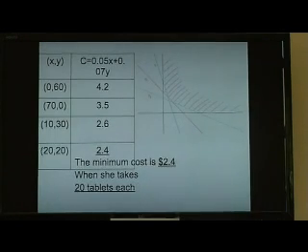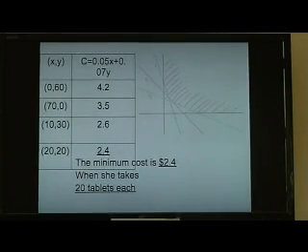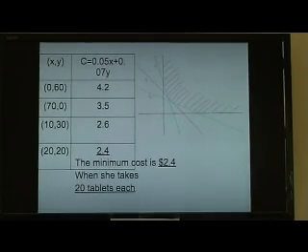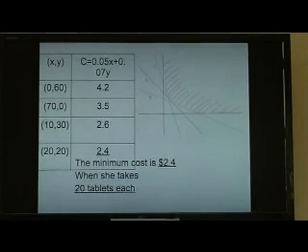Graphed out, we have the corner points of (0, 60) at 4.2, (70, 0) at 3.5, (10, 30) at 2.6, and (20, 20) at 2.4. The minimum cost is $2.40 when she takes 20 tablets of each.